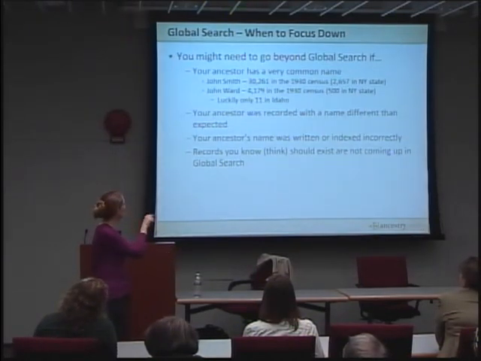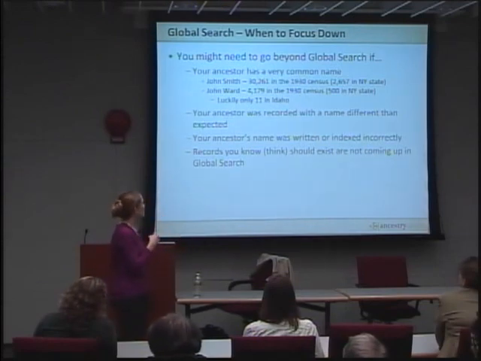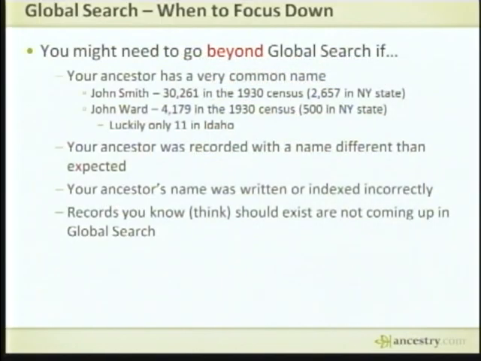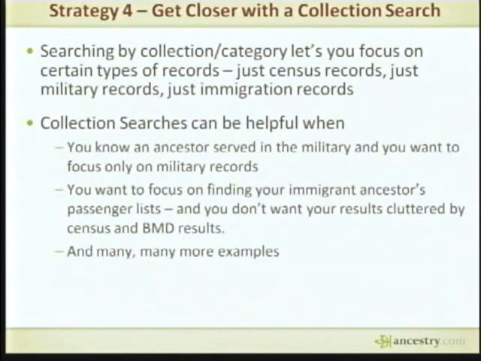So when do you go beyond global search? Well, if your ancestor has a very common name, you're probably going to need to go beyond a global search. If your ancestor was written or indexed incorrectly, or if a record that you know or think should exist is just not coming up, that's when you want to go beyond. So that brings us to strategy 4, which is to get closer with a collection search. Now, this would be searching just census records or just immigration records or just birth, marriage, and death records. So that's what I mean by collection search.